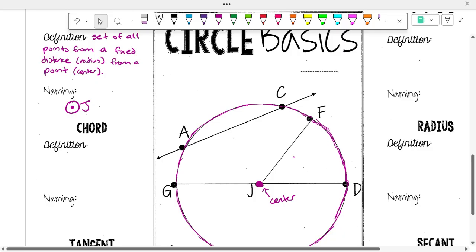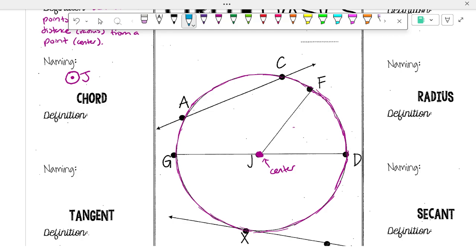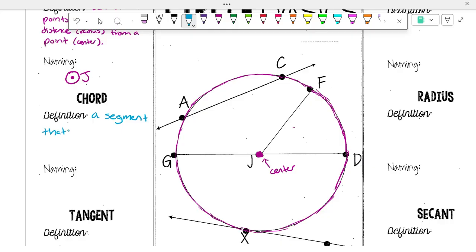Now, the next thing that we need to know is a chord. I would use a different color for this one. A chord is a segment that has endpoints on the circle. In other words, it's a line segment that has both endpoints on the circle, not in the circle, on the circle.